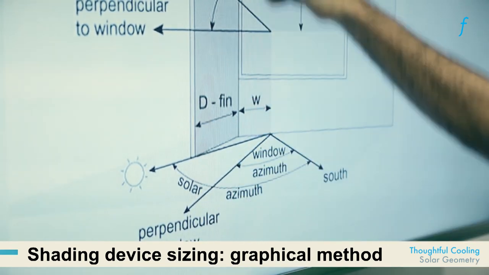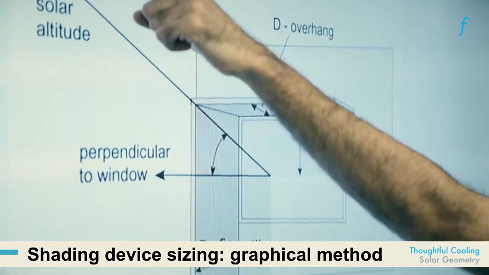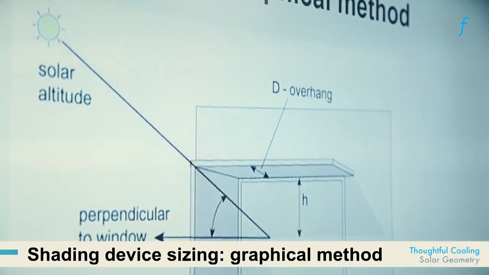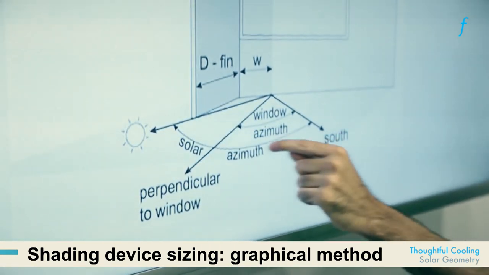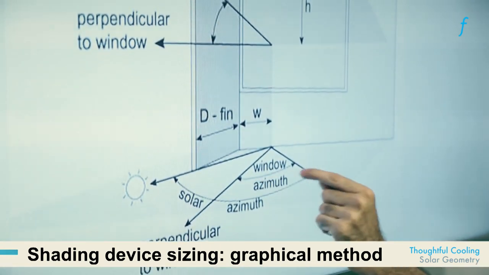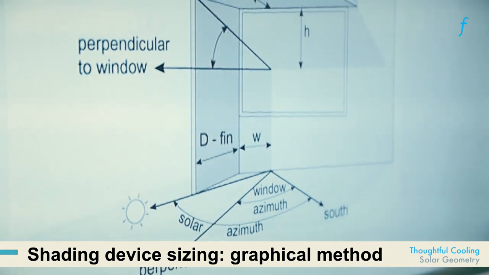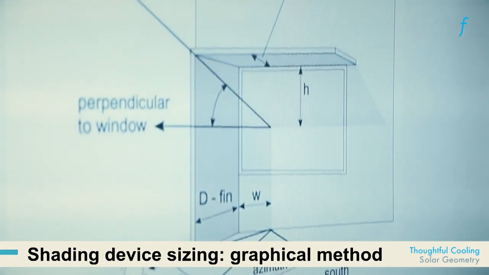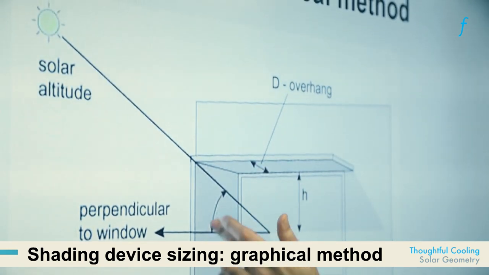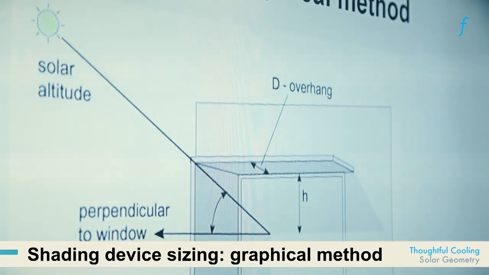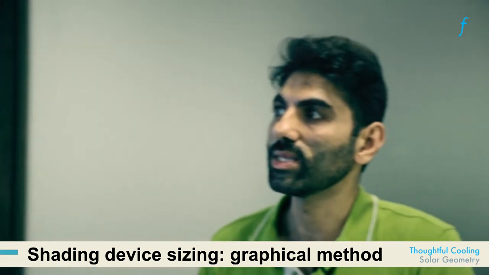If I look at the sun and drop a line down here and look at that angle, that's my solar azimuth. The subtraction of the two is what's called my horizontal shading angle, right? And I have my altitude of the sun, and I will also need my vertical shading angle, which we will use in the design going further.